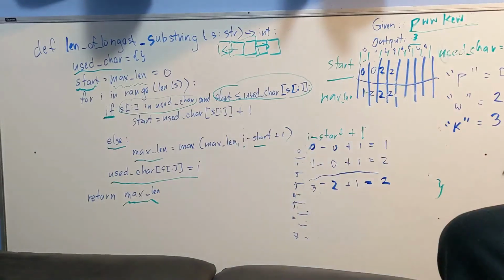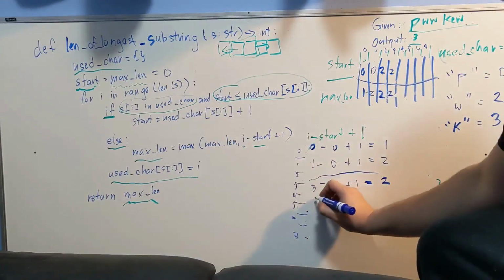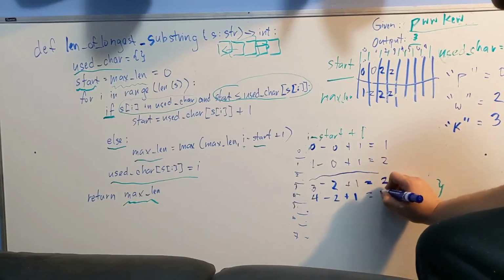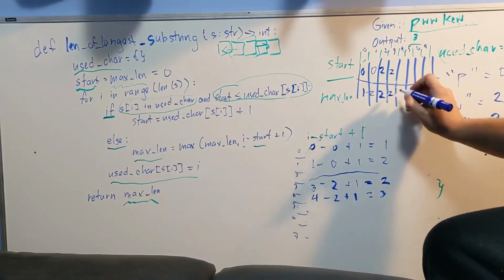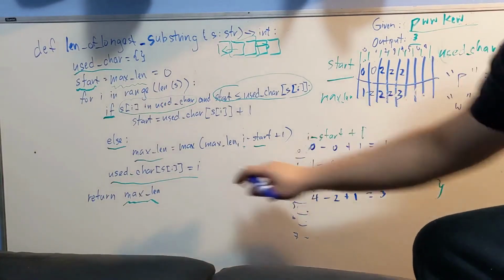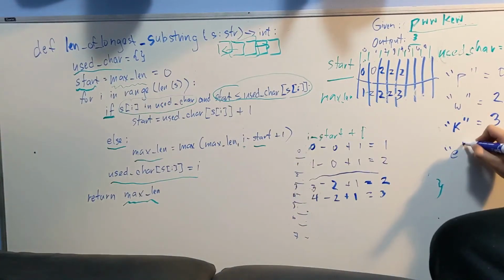And now we go to the next loop, which is E. Is E in the dictionary? Nope. If it's not, update this one with 4 minus 2 plus 1 equals 3. 3 greater than 2, max length becomes now 3. Start is still 2. Put that in the dictionary because it's not there.